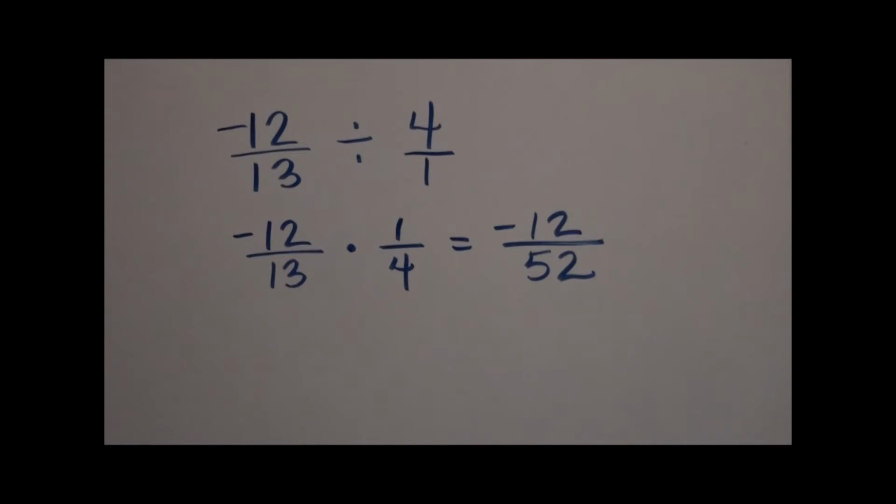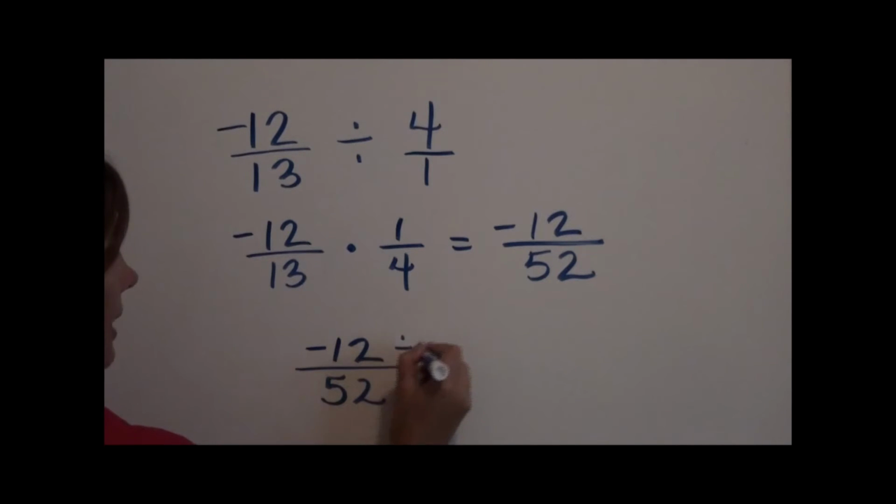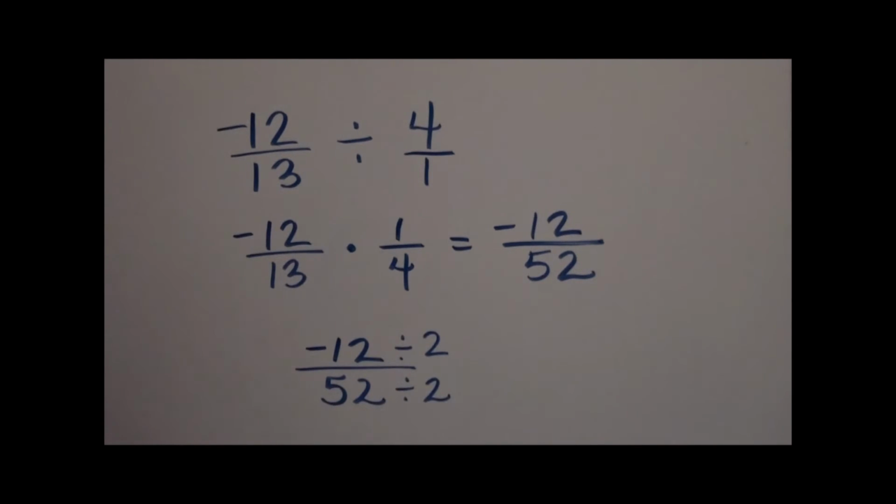I'm not done because I can tell by looking at those that they're both even numbers. And anytime I have an even number on top and on the bottom, I know I can take out a factor of 2. So I'm going to write this as negative 12, and instead of prime factoring, this time I'm going to show you how to just divide by common factors. You just divide the top and the bottom both by 2. And I get negative 6 over 13. No, I'm sorry, negative 6 over 26.